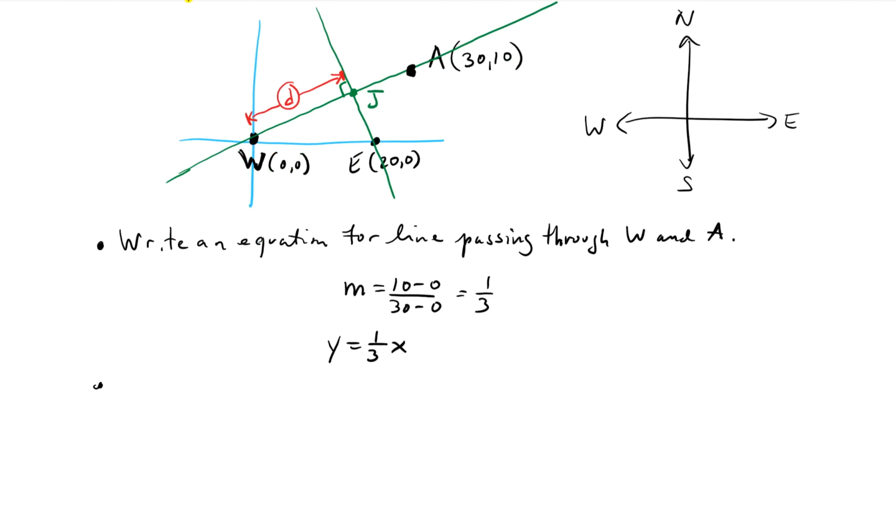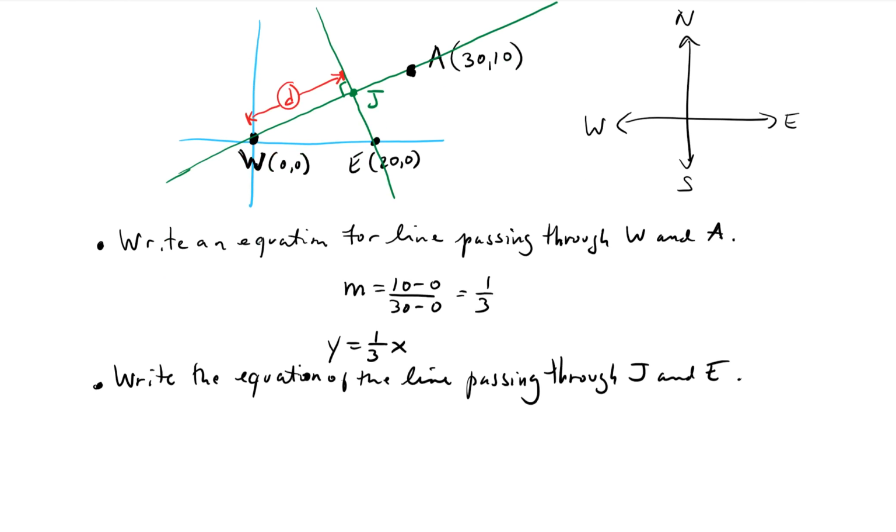So now, obviously, we want to get the equation of the line passing through J and E. Okay, notice we don't know what J is, okay? So you can't use delta y over delta x to find your slope. You're going to have to find the slope in some other way. Okay, so pause and come back.